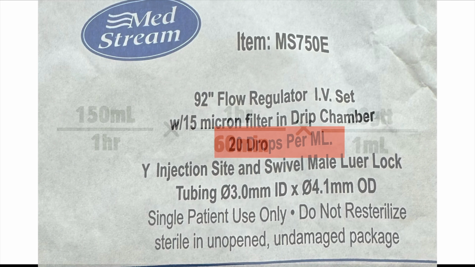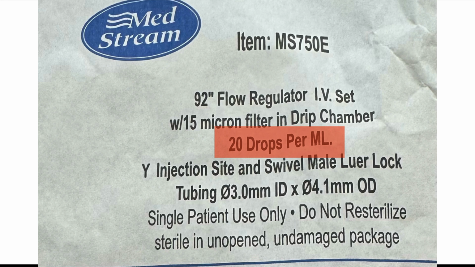This is a photo that shows the GTTs per mL on the tubing packaging. Every packaging is different, but this is what it typically will look like. They range from 10 to 20 GTTs per mL. It is very important to ensure that you are using the correct GTTs per mL tubing in your equation, otherwise your infusion rate will be incorrect.